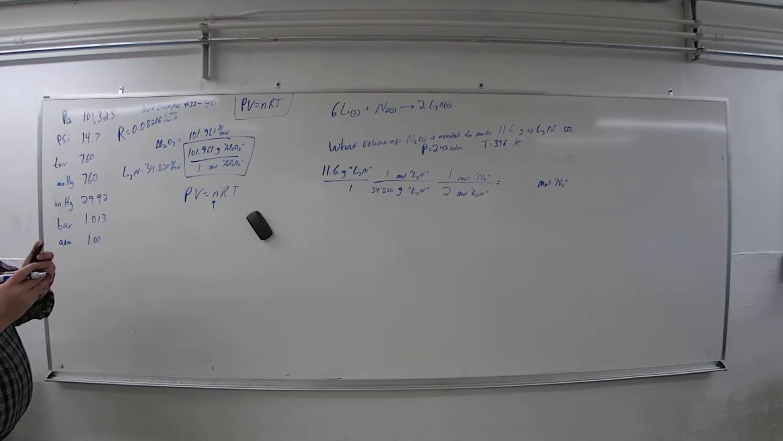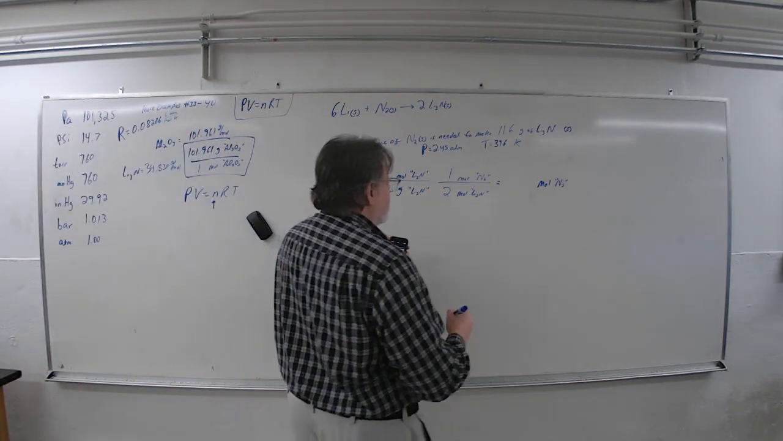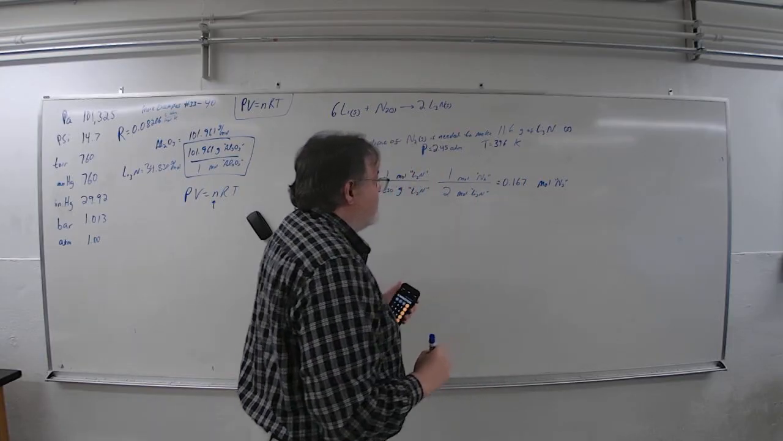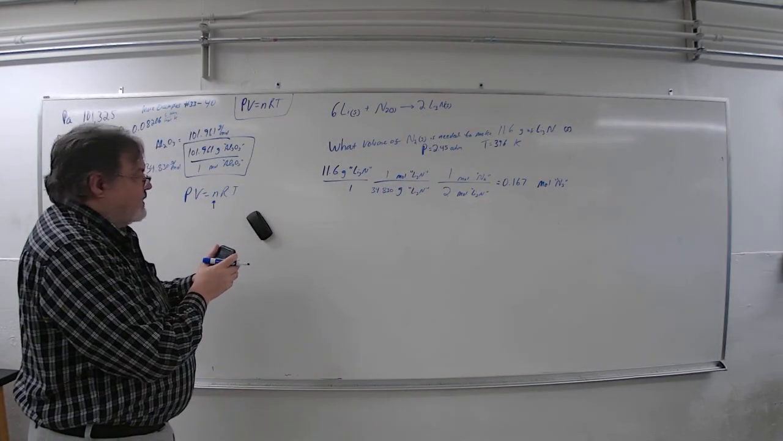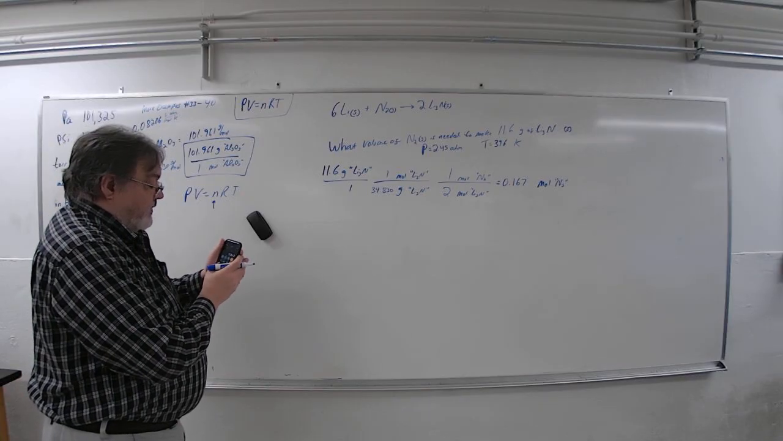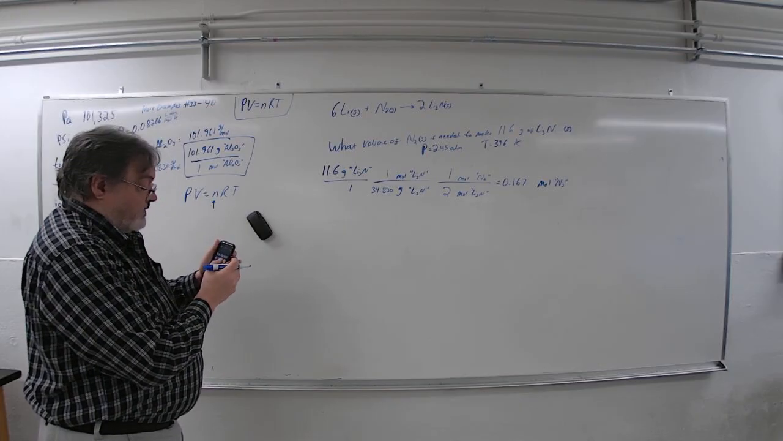All right. 11.6 divided by 34.830 divided by 2, 0.167.